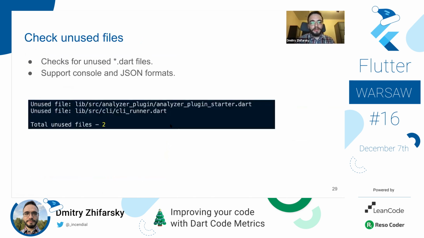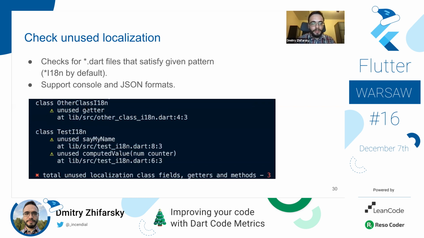So another command is check unused files. It has pretty simple output, it just shows you which files were considered unused, and that's probably it. And localization has a bit more complex output. It shows a class and the getters, the methods that are unused, but in general, it just shows you all unused localization in your Dart file, and has a nice summary of how many of those were considered unused.